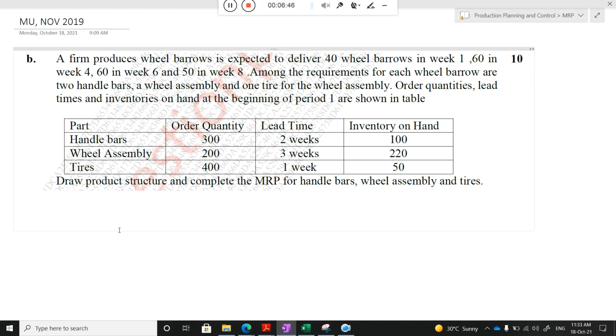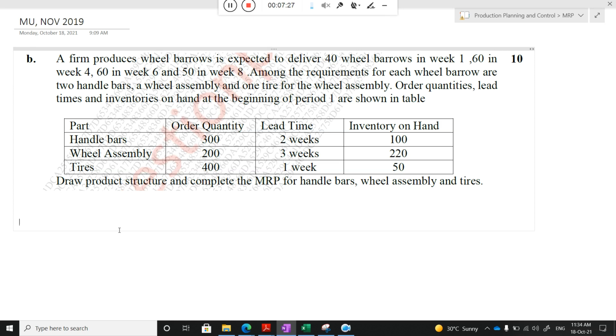A firm produces wheelbarrows and is expected to deliver 40 wheelbarrows in week 1, 60 in week 4, 60 again in week 6, and 50 in week 8. For each wheelbarrow, 2 handlebars are needed. To make the wheelbarrow you need the sub assembly: the 2 handlebars, the wheel assembly, and one tire for the wheel assembly. These three subcomponents are there. If you assemble these three subcomponents, then you can make the wheelbarrow.